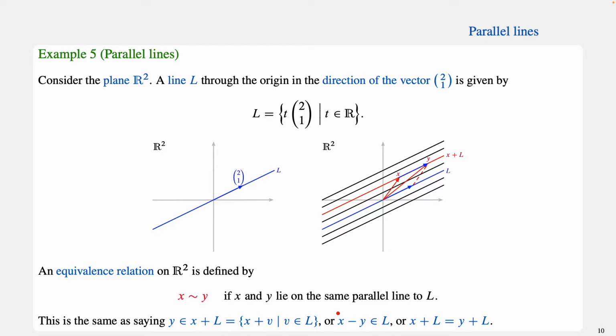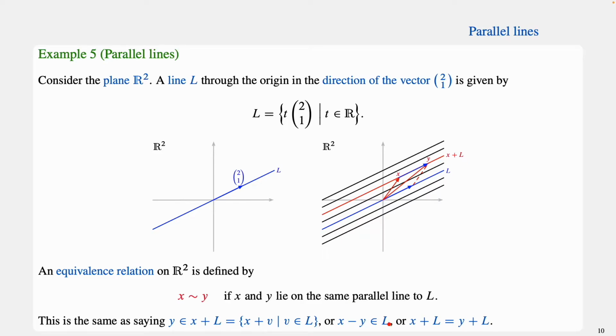And this is the same as saying that the difference vector from Y to X is contained in L. Let's look at this here. So the difference between X and Y is actually the negative of this blue vector here. So that would be the vector going from the origin down here, and that's contained on the line L. And it's also the same as saying that X plus L is the set Y plus L. Okay, so instead of X plus L, I could also write Y plus L.